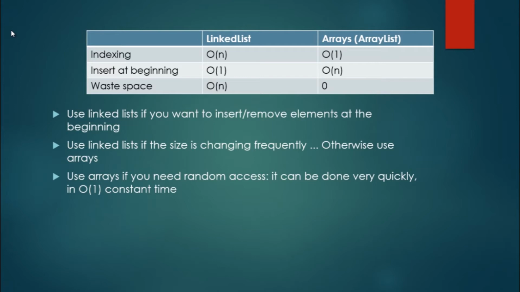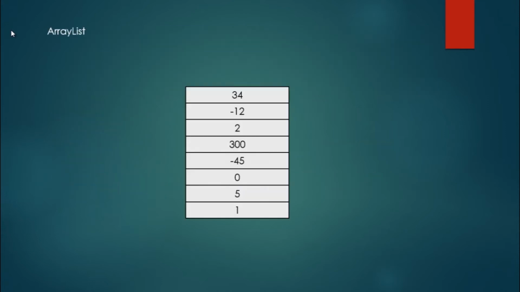But it depends on what kind of problem we want to solve with these data structures. Arrays have some advantages and some disadvantages, of course, and linked lists have some advantages too. So use arrays if you need random access, because it can be done very quickly, in constant time complexity.